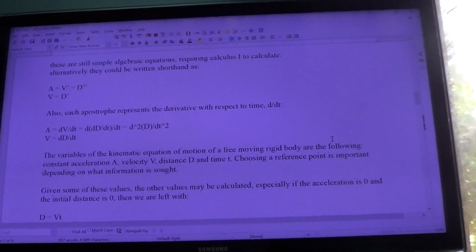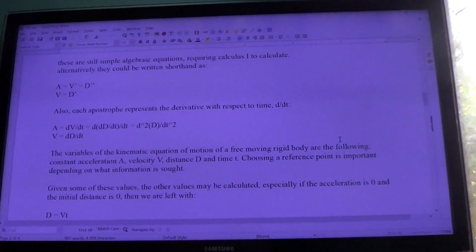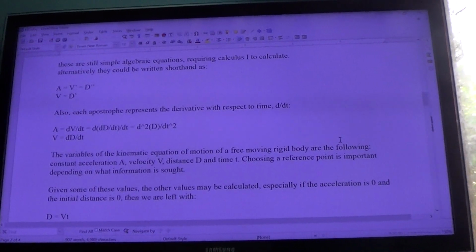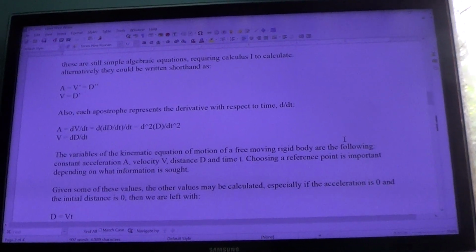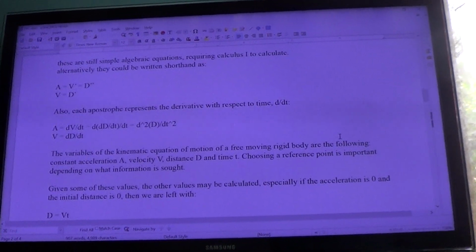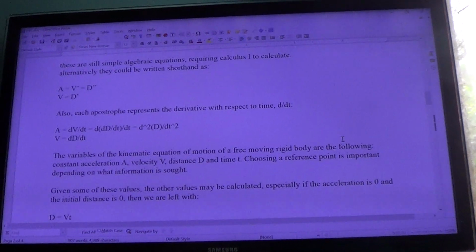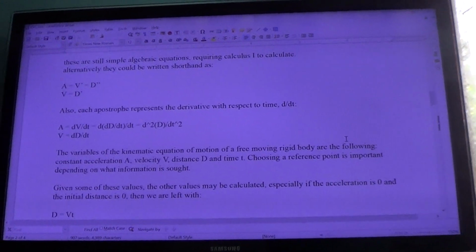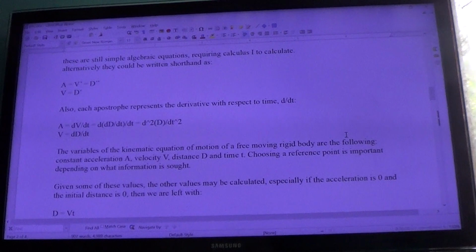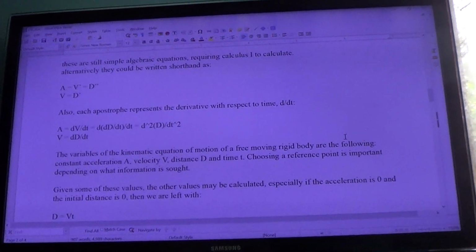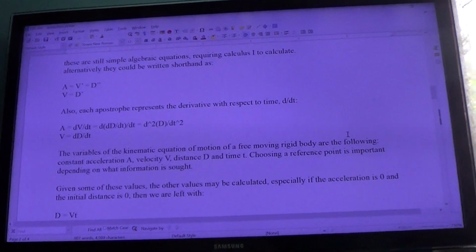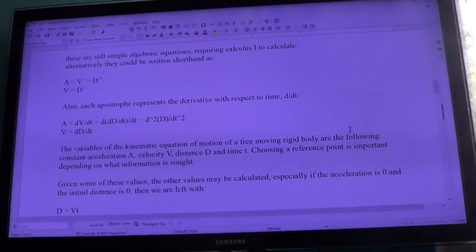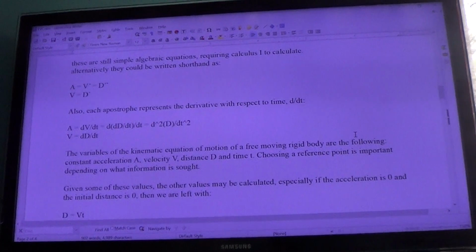These are simple algebraic equations requiring Calculus 1 to calculate. Alternatively, they could be written in shorthand as a = v′, which is also equal to d″, or v could equal d′. Also, each apostrophe represents the derivative with respect to time, d/dt. a = dv/dt, which is equal to d/dt of d/dt, which is equal to d²d/dt². v = dd/dt.